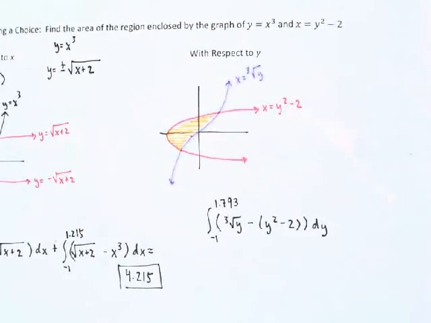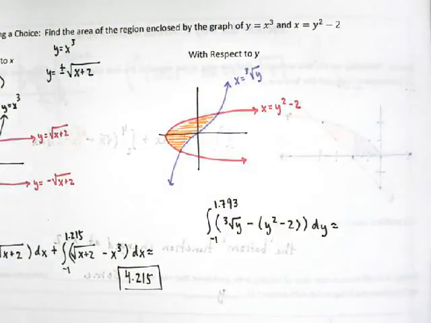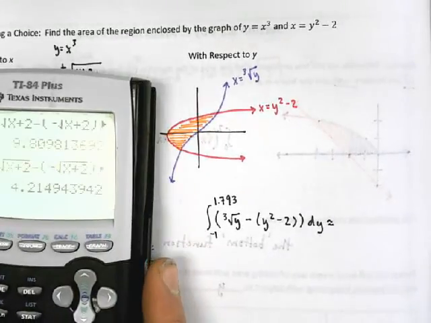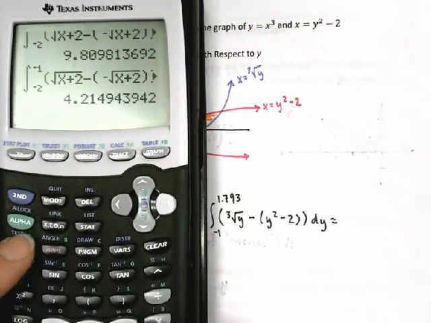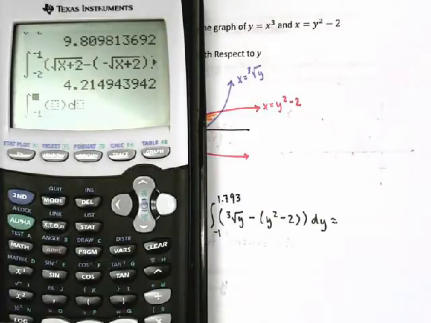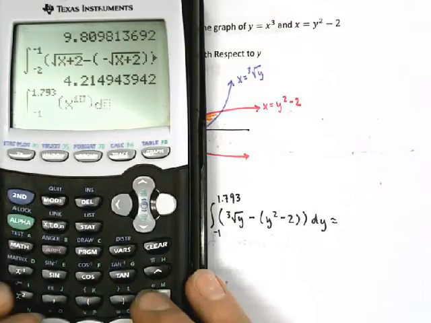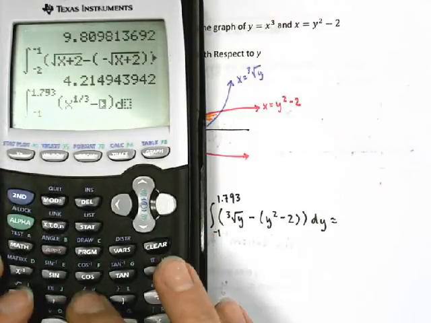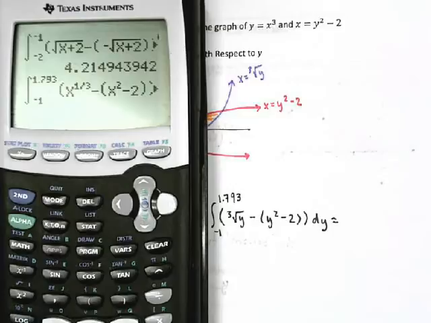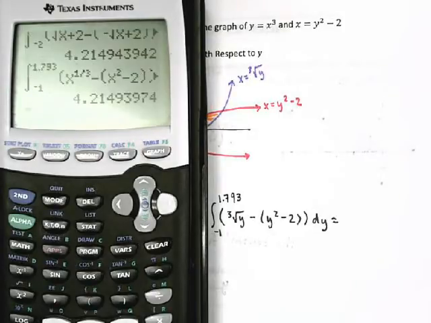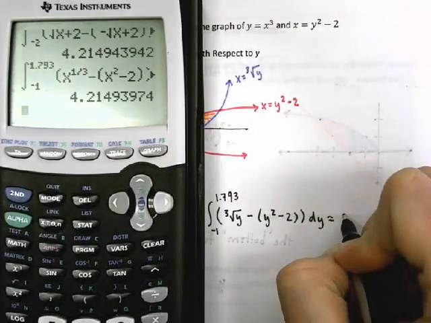So now I've got one simple integral. I'm going to use my calculator again. Let's quit here. Let me put this where you can see it this time. All right, math 9. I have negative 1 to 1.793 of x to the 1/3 minus x squared minus 2 dx. Hopefully it's going to come out the same. If it doesn't, then I know I did something wrong. And there we go. We get 4.215.